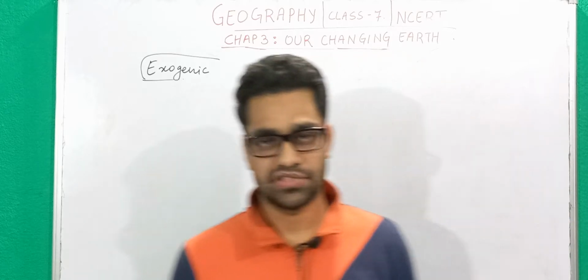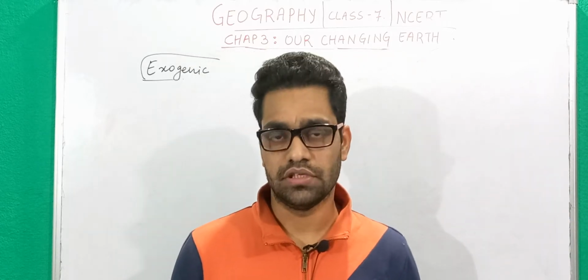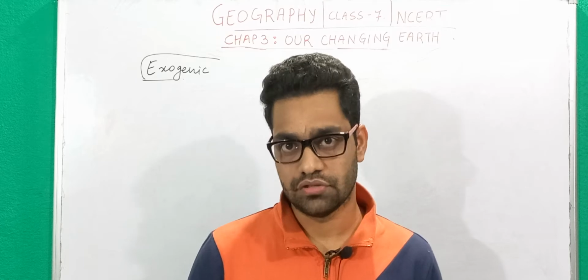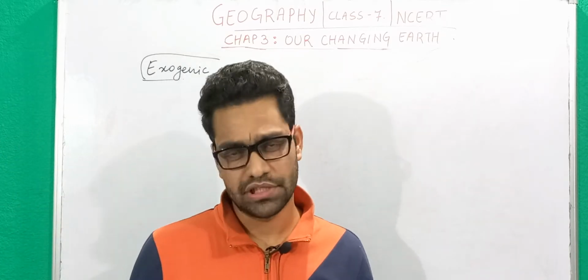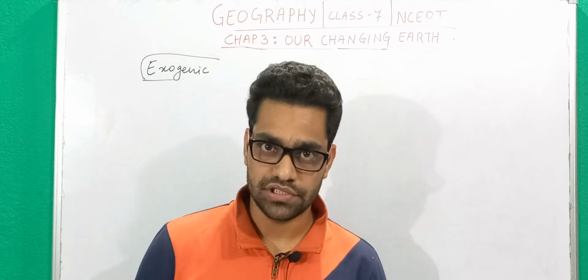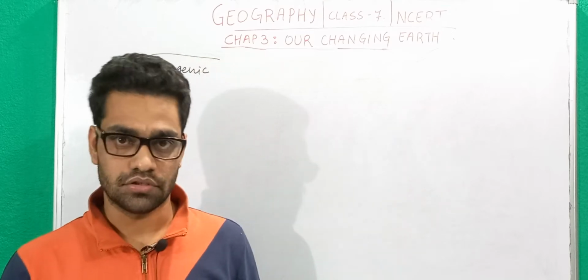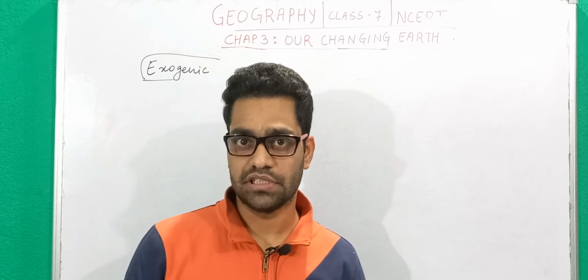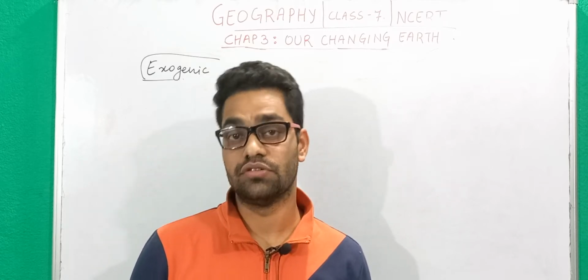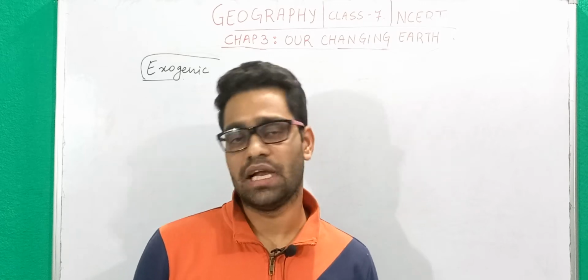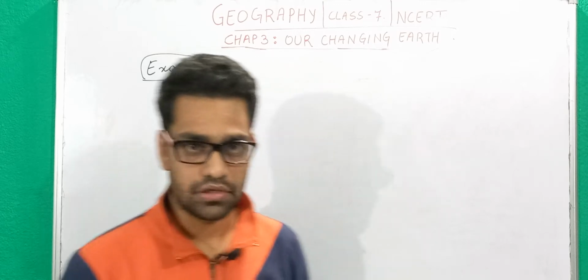So welcome back to the second part of chapter number 3 of class 7 NCERT geography, Our Changing Earth, the chapter that we were dealing with. We have already dealt with the tectonic plates or the lithospheric plates, the way they are fragmented into smaller pieces. Then we have seen the endogenic and the exogenic forces and the earthquakes, volcanoes, etc.